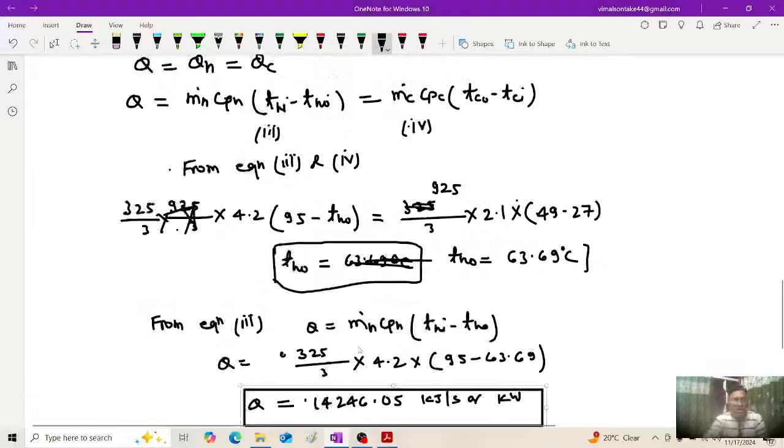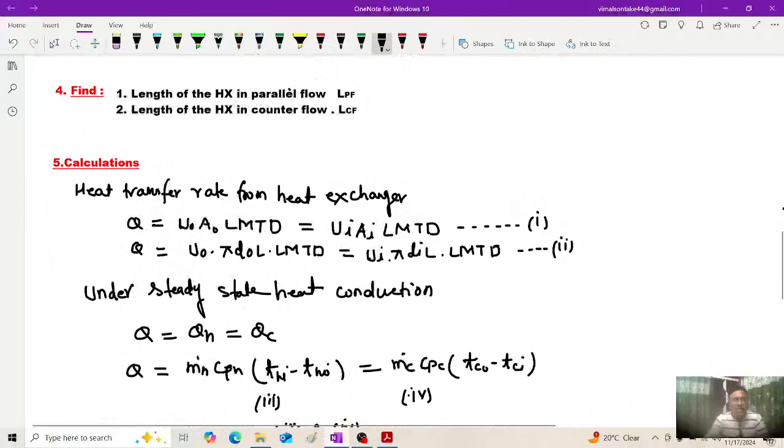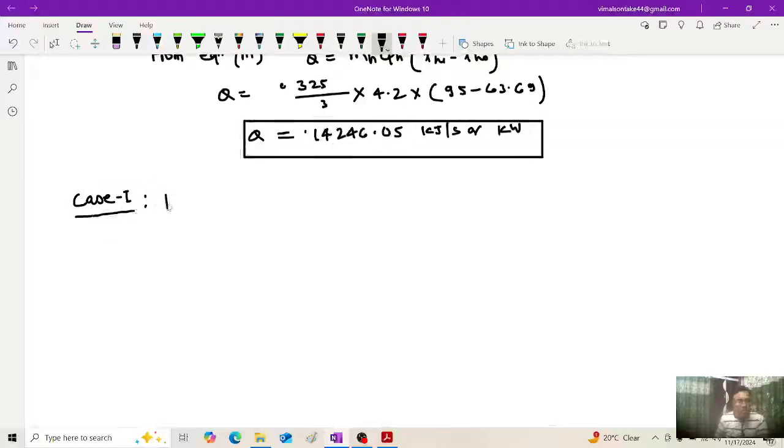Now after calculating THO and heat transfer rate Q, I need to calculate the length of heat exchanger when it is parallel flow and the length of heat exchanger when it is counter flow. So equation 3 can be used in two situations. One is parallel flow heat exchanger, another is counter flow heat exchanger. So let us do this one by one. So case 1 will be parallel flow heat exchanger.